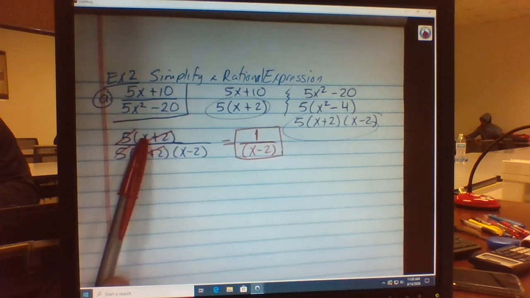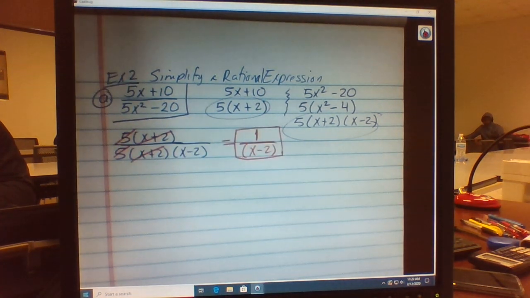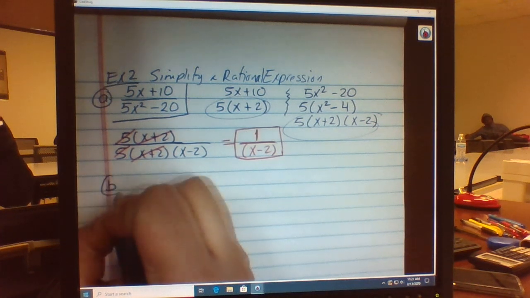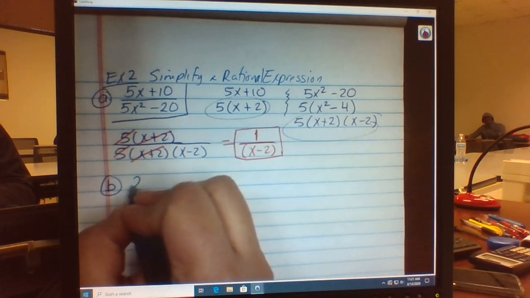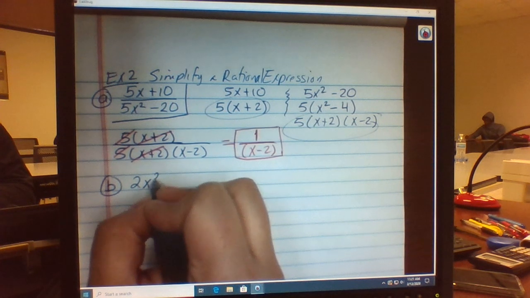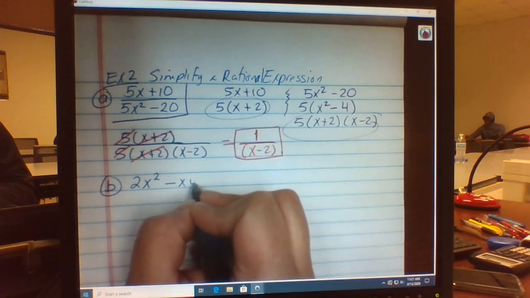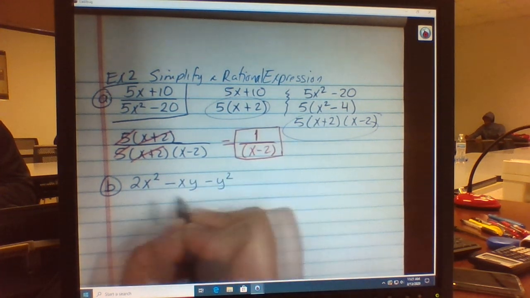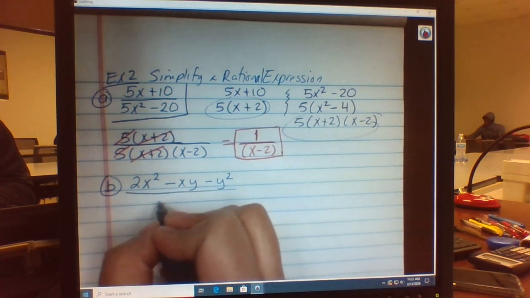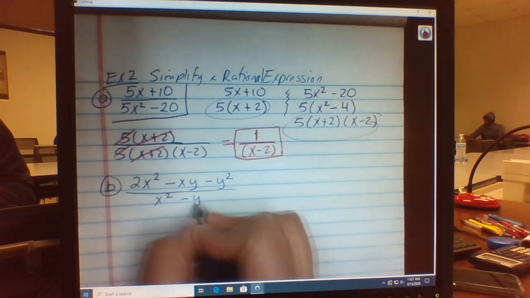So, once again, you take your numerator, factor out what you can. You take your denominator, factor out what you can. Then you write them the way they're supposed to be, one on top of the other, and you start to see, hey, what can I get rid of here? Questions? No? This one's more challenging. 2x squared minus xy minus y squared, divided by x squared minus y squared.